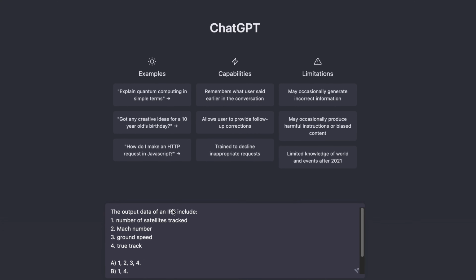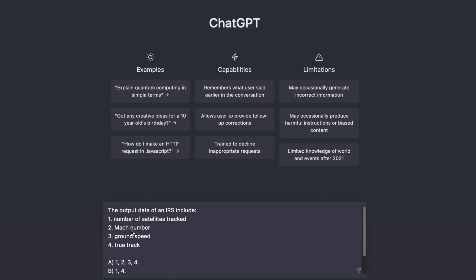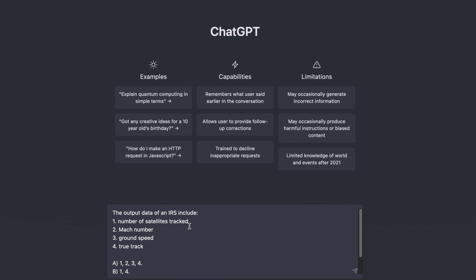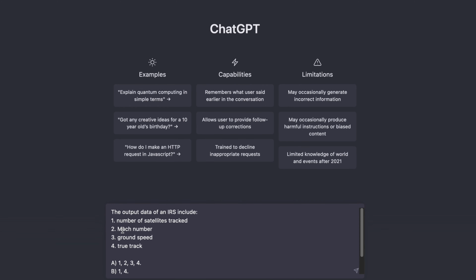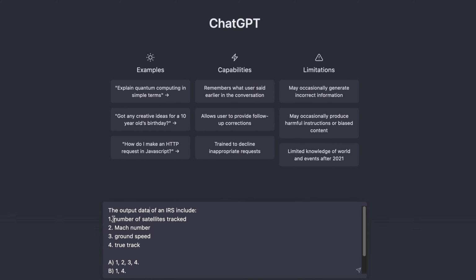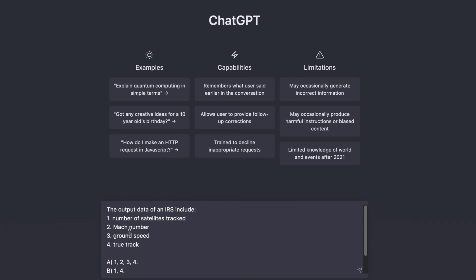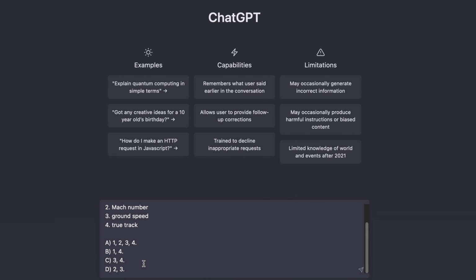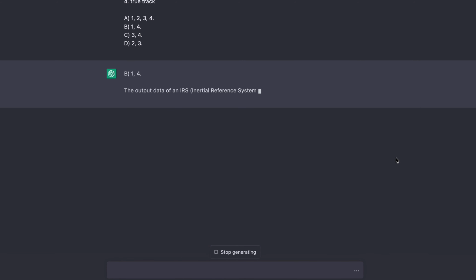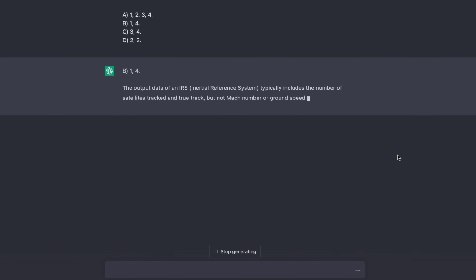So the inertial reference system uses a mixture of gyroscopes and accelerometers and gives out information for navigation. This question's about the types of data that it can give out. It knows nothing about temperature, so Mach number can't be done. It doesn't use satellites at all, so it just has to be 3 and 4, which should be option C. Let's see how we do. Got it wrong as well.